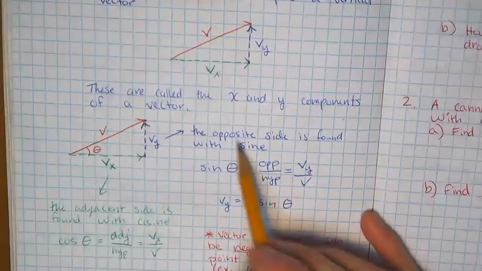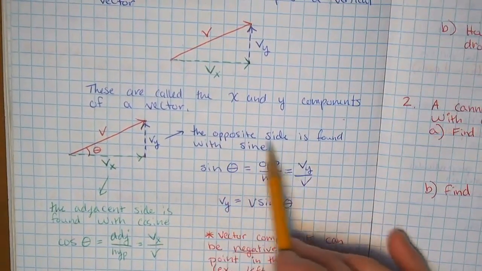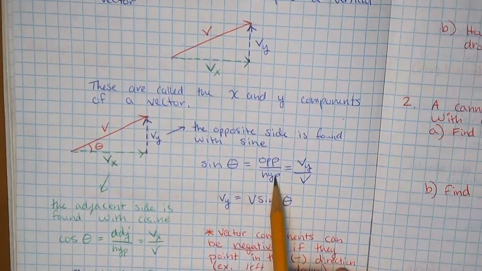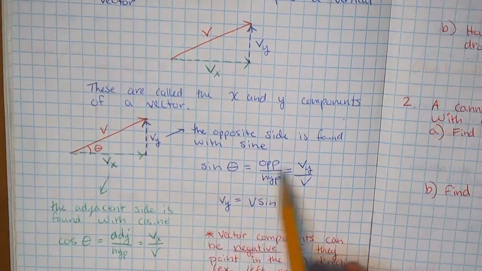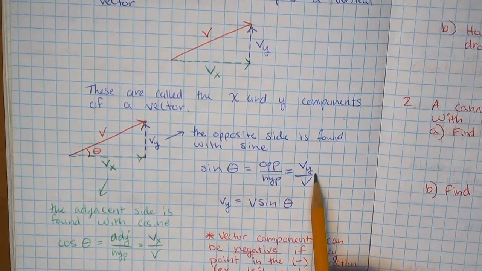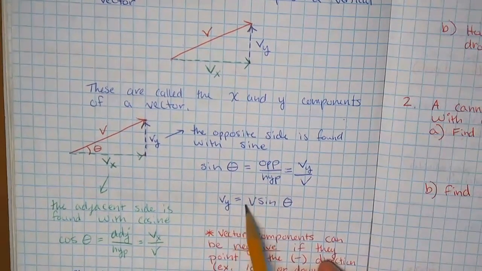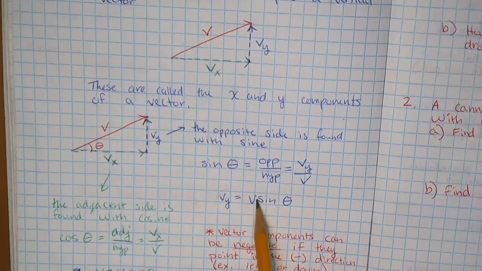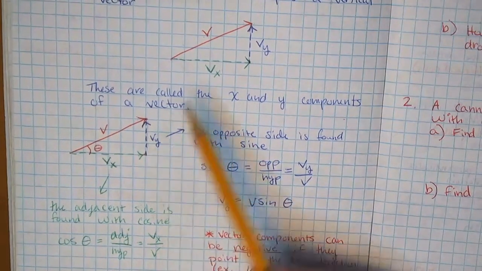Y is the opposite side, or Vy is the opposite side. Same sort of process, you would use the sine function for that. Sine theta is opposite over hypotenuse. So that would give you Vy, the opposite side, over the hypotenuse V. Just as before, we multiply both sides by V, and that's going to give us that Vy is equal to V sine theta. The y is not always the sine. It depends on the angle you're given. So if you were given, let's say, this angle right here, it would be opposite.